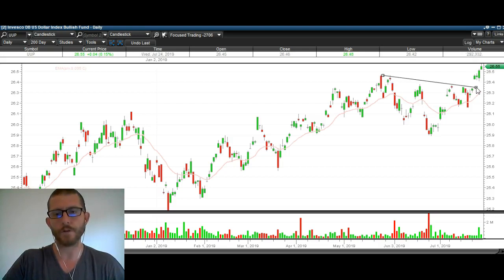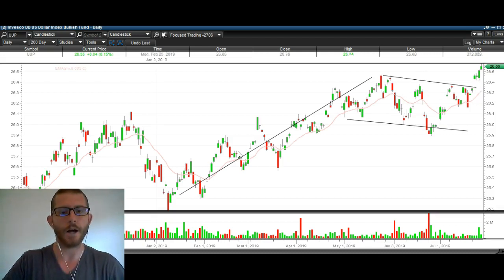It broke out of this little flag pattern right here, and if you follow me, you know that I don't make trades based off of patterns like this because they fail often. But they are still useful in determining trends. Clearly this is an uptrend here. We broke out of this sideways trading.